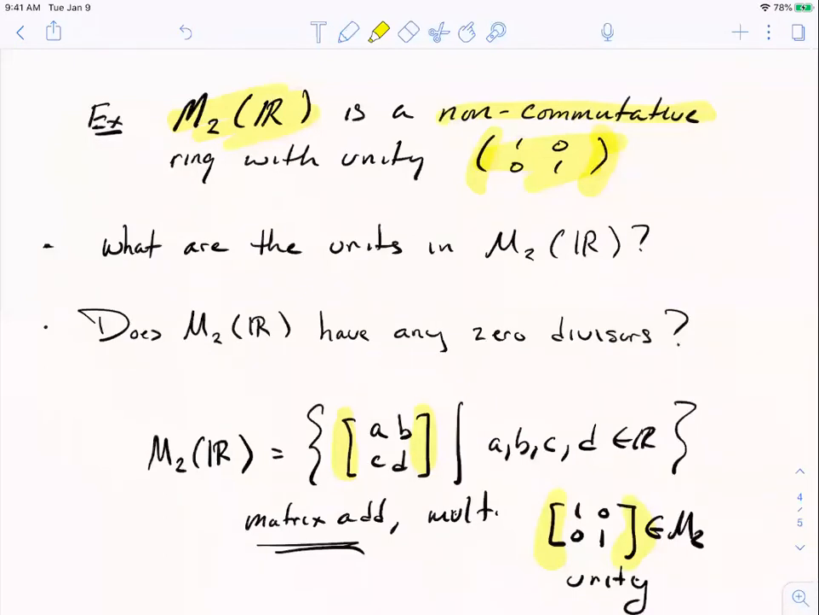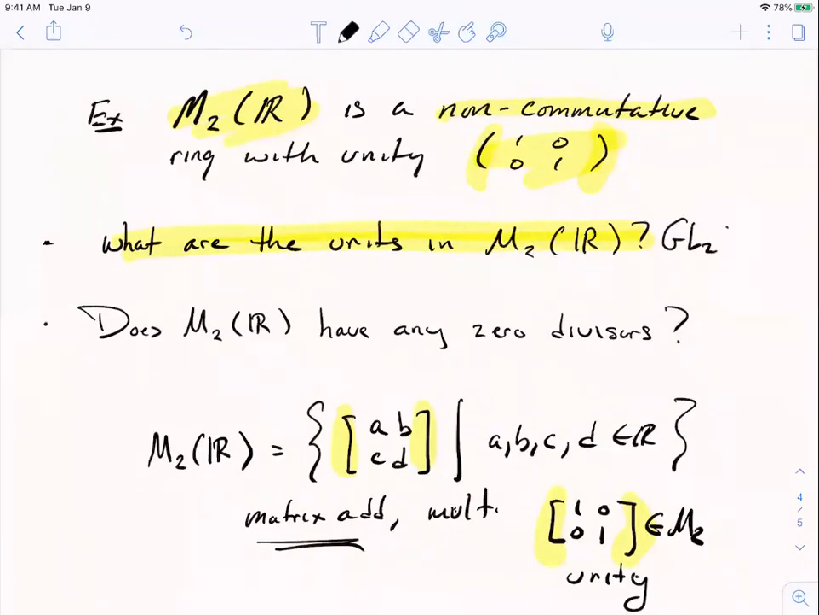Yeah, good. A couple of questions here. What are the units in M2R? You might say, well, how do I know what the units are? But let me just ask you in another way. What do we call the set of 2 by 2 matrices that have multiplicative inverses? The set of 2 by 2 matrices that are invertible. Oh, we have a name for that. It's just this group. The set of units in a ring is always a group. We're going to prove that. But yeah, GL2, it's just the group of units in the matrix ring. The invertible elements.